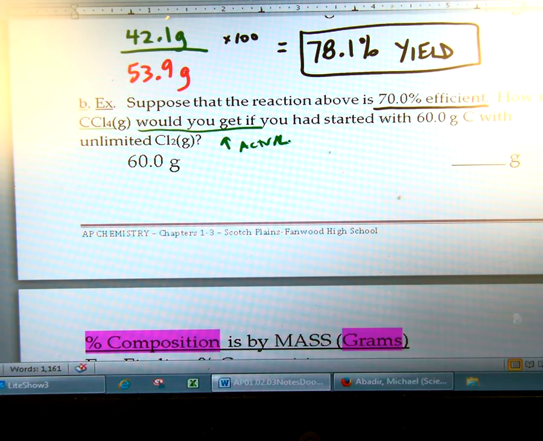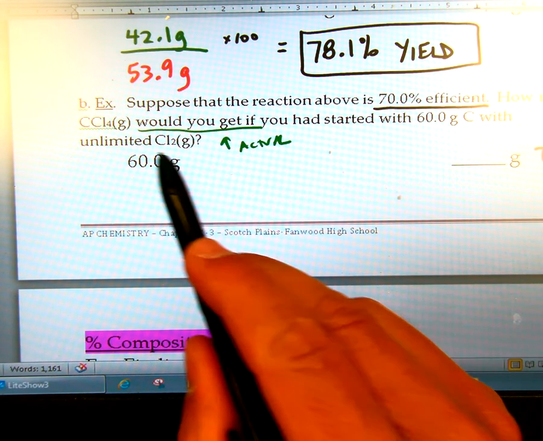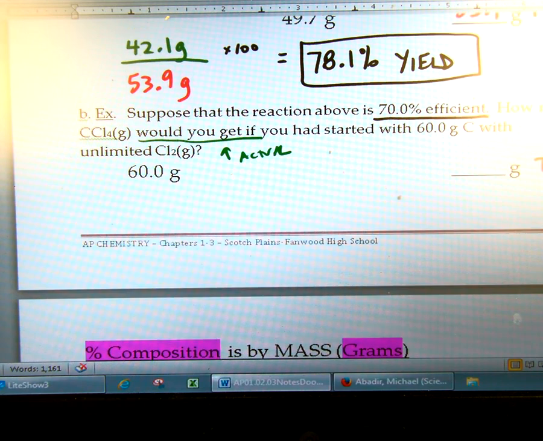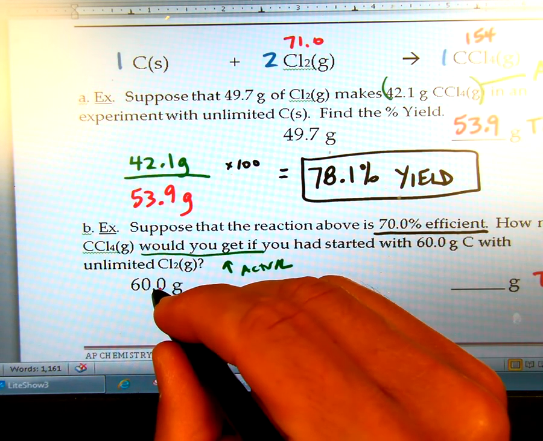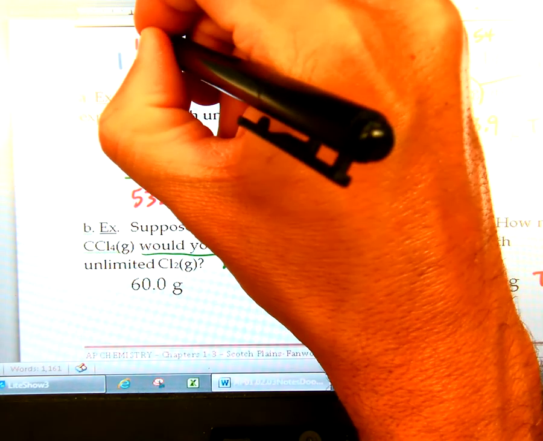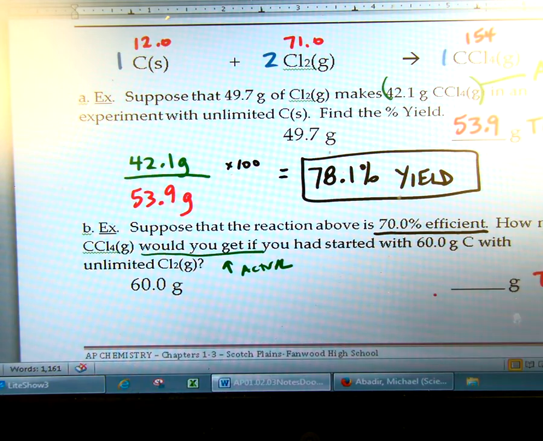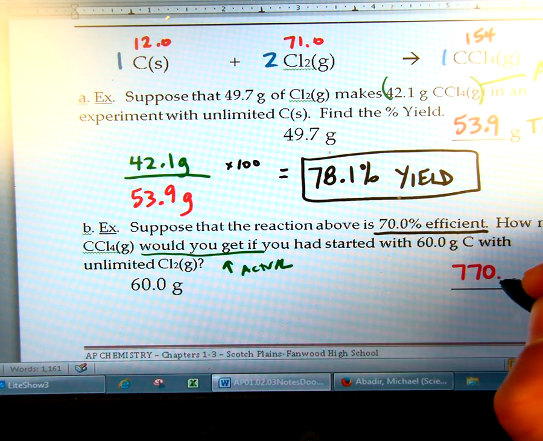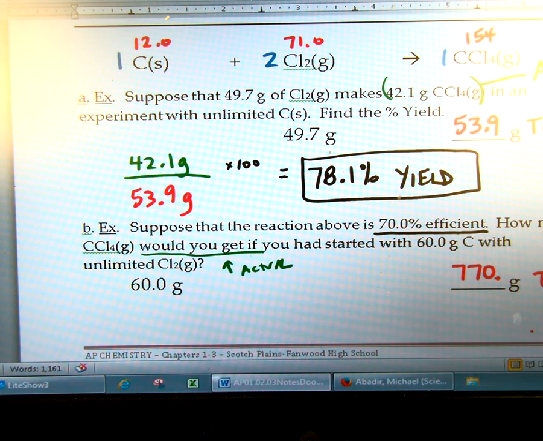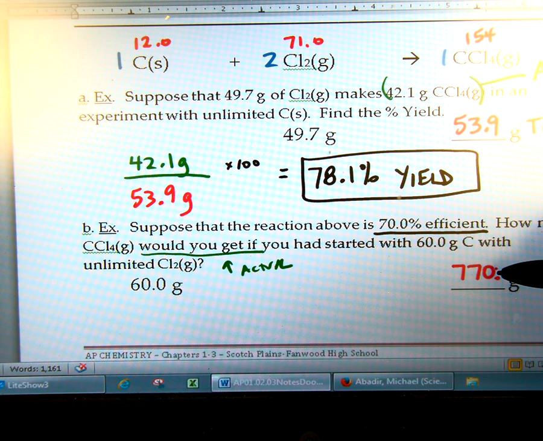So what I can always do is figure out the theoretical with the bridge or stoichiometry, because I'm always going to have an amount with which I start. So let's go back to the equation. It's right here. We're going to use the big bridge from the 60. Now I am going to need the molar mass of this, which is 12. So I'm going to do 60 divided by 1 divided by 12 times 154 times 1. And that is 770. So I'm supposed to make, with 3 sig figs, 770 grams. I'm supposed to make that.